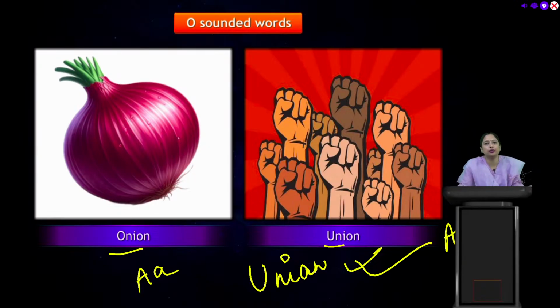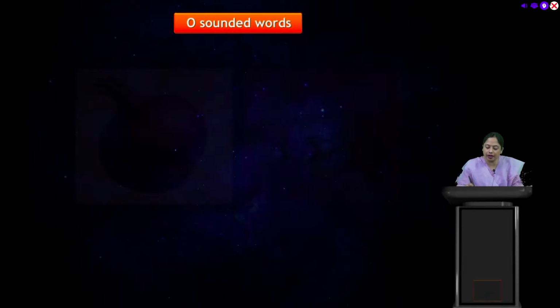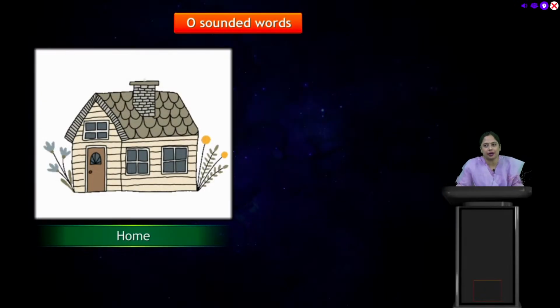Onion, union. Everyone, say it after me. Repeat after me, everyone. Union. Very good. So the letter O here produces the A sound. Now let us see one more word. What is that?